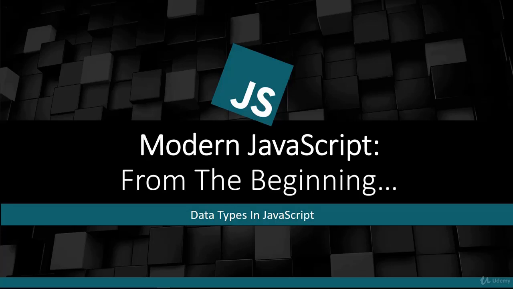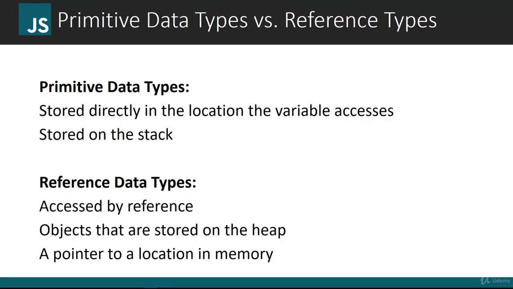Alright, so in the last video we looked at declaring variables with var, let, and const. We looked at some of the naming conventions, some of the rules of creating variables and naming them. Now what I want to do is talk a little bit about the types of data that we store in those variables. So we're going to look at a couple slides and then we're going to jump in and write a little bit of code to explain this a little further.